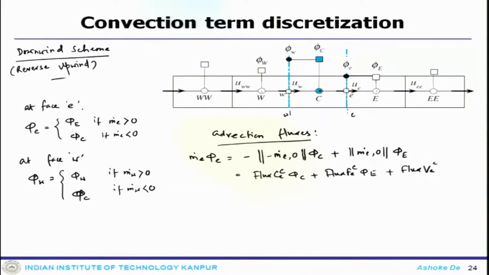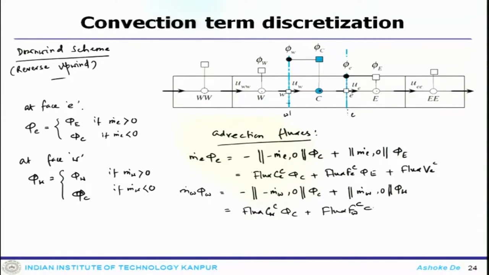Similarly, at the west face, one can find m dot w phi w, which is nothing but minus the maximum of minus m dot w and 0 times phi c plus the maximum of m dot w and 0 times phi w. Then we get essentially flux C w convection phi c plus flux F w convection phi w plus flux V w convection.